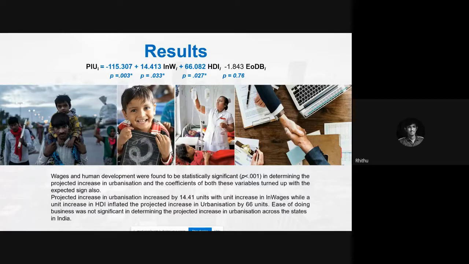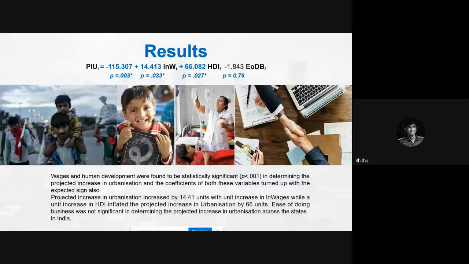So what does this basically mean? This means that a unit increase in wages would lead to a 14.41 units increase in the projected increase in urbanization. And in case of HDI, a unit increase in HDI would inflate the projected increase in urbanization by 66 units. On the contrary, ease of doing business was not significant in determining the projected increase in urbanization, since as you can see, the p-value is substantially greater than the table value. So that turned out to be not significant.